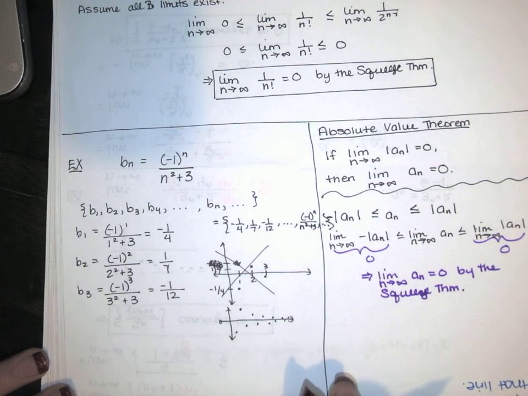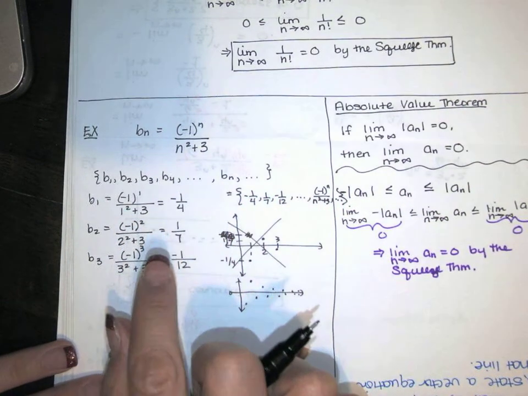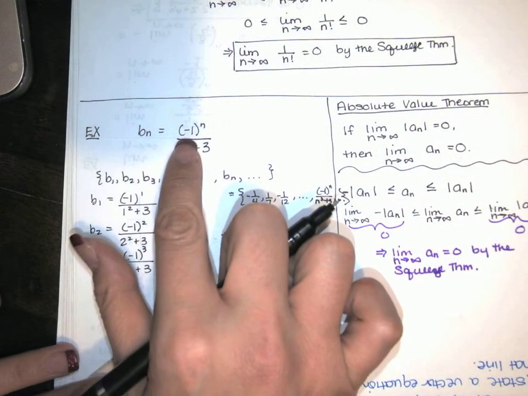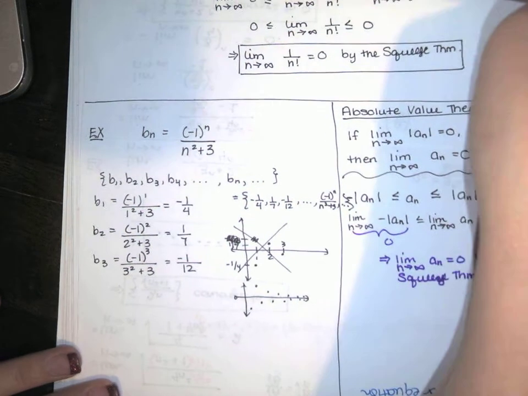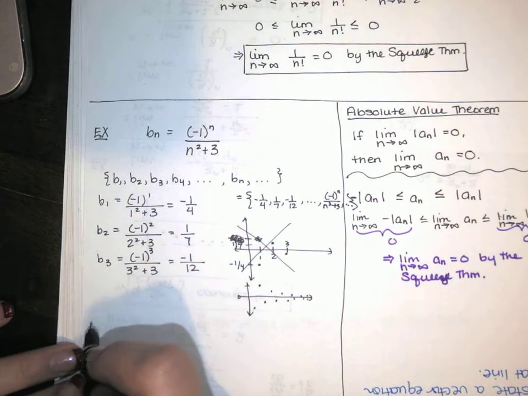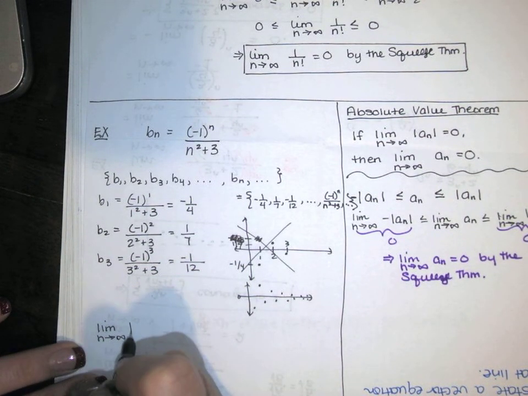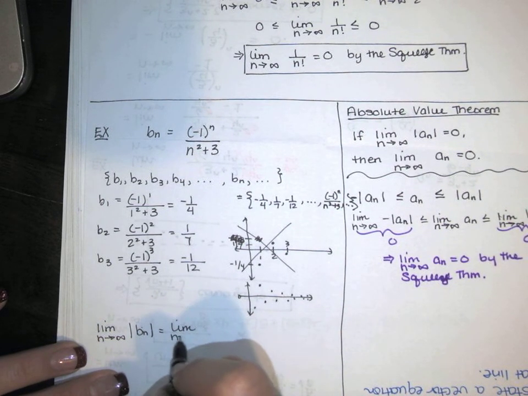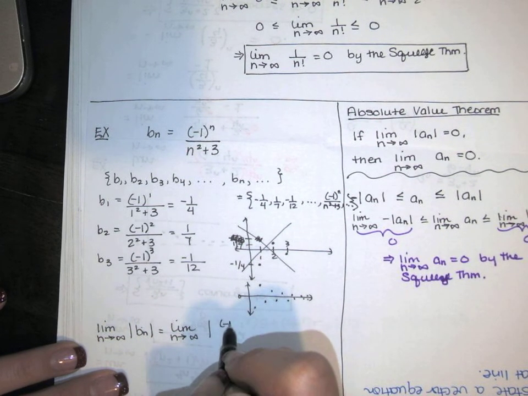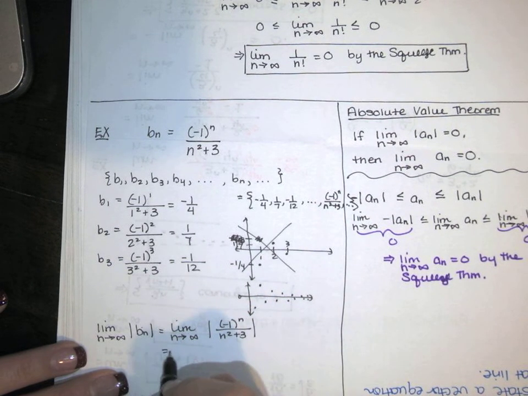This theorem is based on the squeeze theorem, and we know it to be true. So I've got this negative 1 to the n, which is alternating. I'd like to get rid of the alternating part, so I'm going to take the absolute value and then use the absolute value theorem. So I'll take the limit as n goes to infinity of the absolute value of b sub n. I'm just using b sub n this time so that we can mix it up, have a different letter instead of a sub n. Not all sequences are named a sub n.